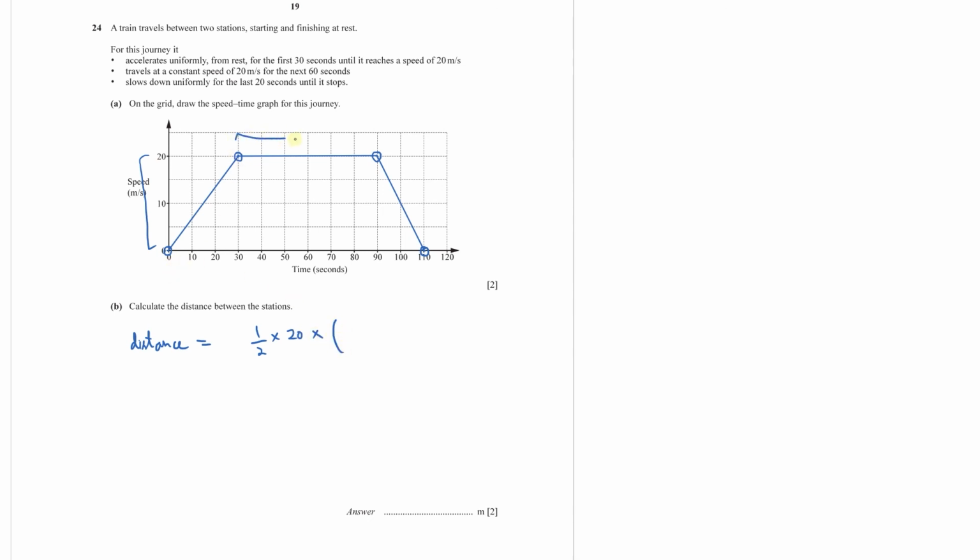So this side here is 90 minus 30, which is 60. And this side here is 110. 60 plus 110. So this cancels out. 2 times 10 is 20. So 10 times 60 plus 10 is 170. So then this is 1700. So 1700 meters is the distance between the two stations.